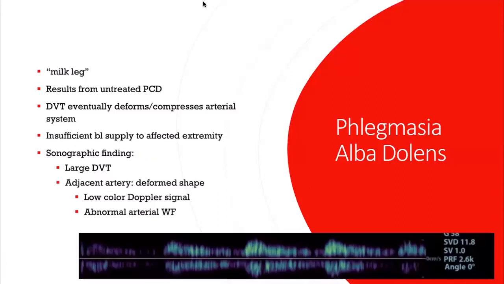So abnormal arterial waveform is very vague. Like, what does that mean, abnormal? That could mean anything, right? Well, you have to think of what it is. In this case, there isn't enough blood or blood at all going to that leg. So when you do a pulse wave Doppler of the artery, you're going to have really small flow. Typically arterial flow would be higher peaks.